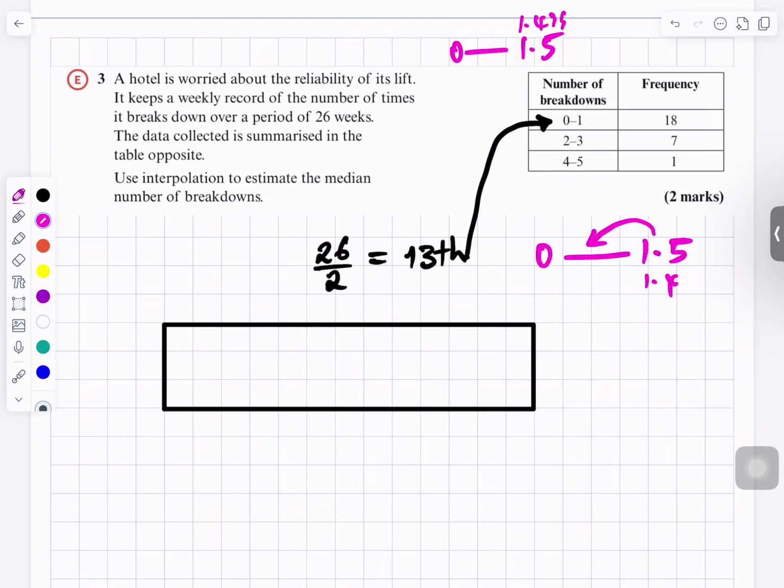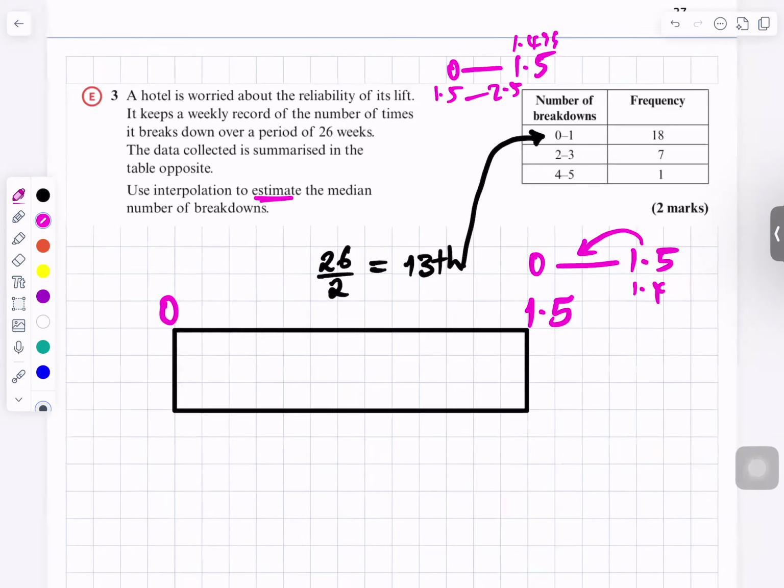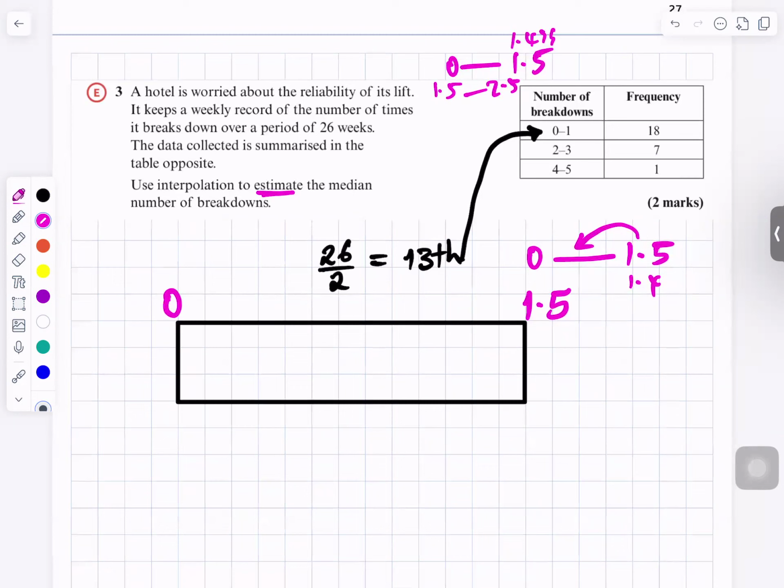2 to 3 is between 1.5 to 2.5. Does that make sense? So here we have 0 all the way to 1.5. Remember, we're finding an estimate. So even if you use 1 instead of 1.5, it wouldn't still be a problem because you find an estimate here.